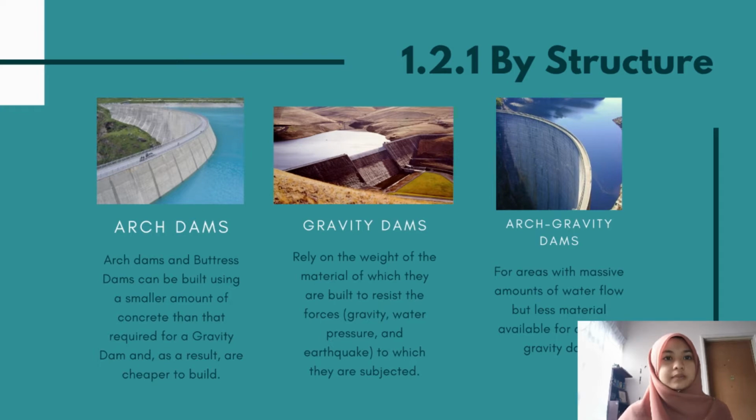So next, gravity dam. Gravity dams rely on the weight of the material of which they are built to resist the forces like gravity, water pressure, and earthquake to which they are subjected. And arch gravity dams. A gravity dam can be combined with an arch dam into an arch gravity dam for areas with massive amounts of water flow but less material available for a purely gravity dam.